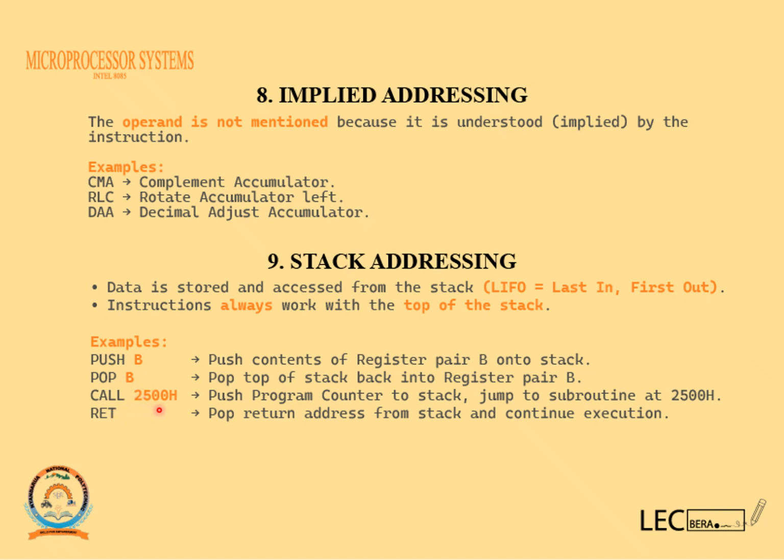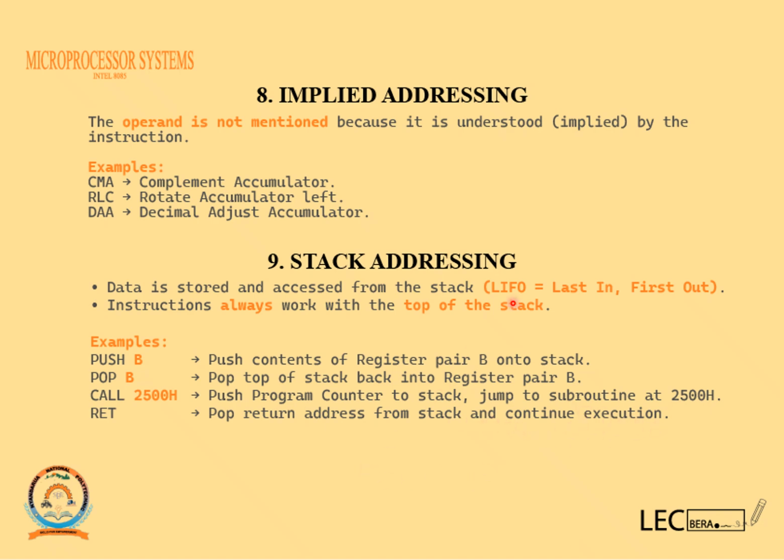Then we have CALL 2500H: push the program counter to the stack and jump to the subroutine at 2500H. And then we have RET: pop the return address from the stack and continue execution.